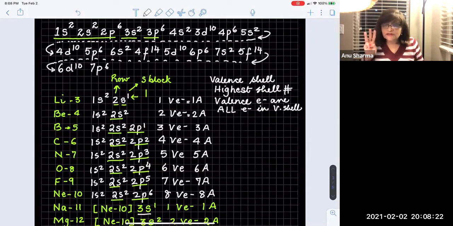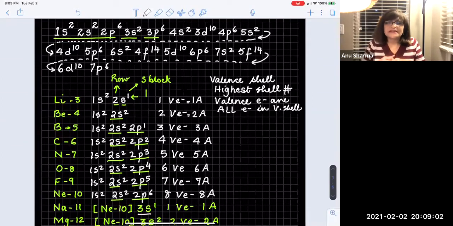Next, lithium. 3 protons, 3 electrons. Where are we going to place them? Out of these 3, we know that the 1s orbital can hold a maximum of 2 electrons. So fill that first, 1s2, and then the remaining electron goes to the next energy level, which is 2s. That's the second energy level, 2s orbital. The one electron that got carried over from 1s goes to the 2s, and we only need to place one electron. So it's 1s2 and 2s1.